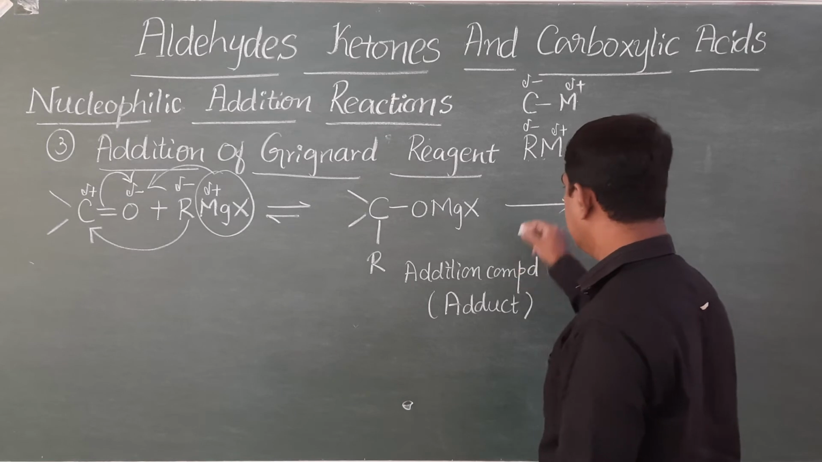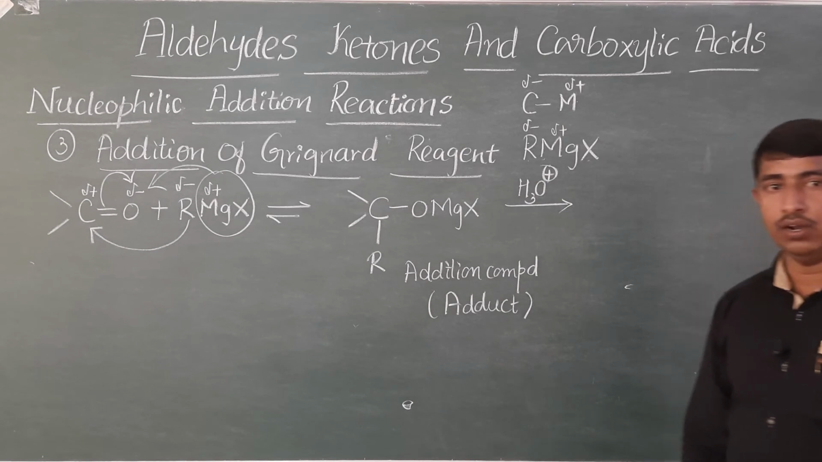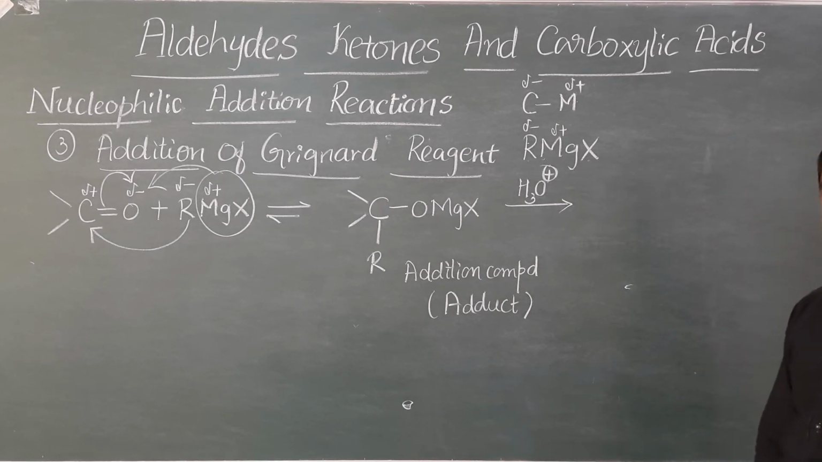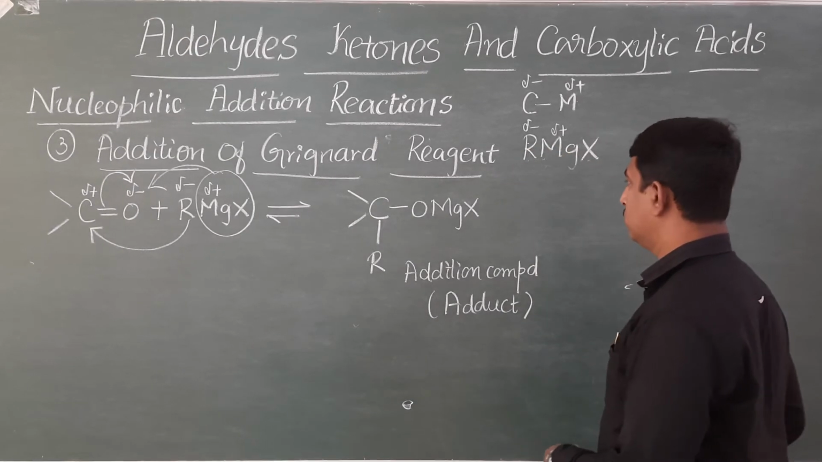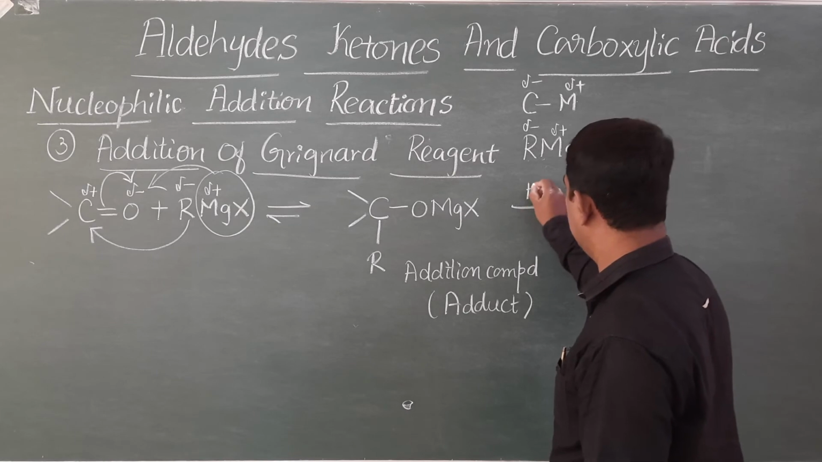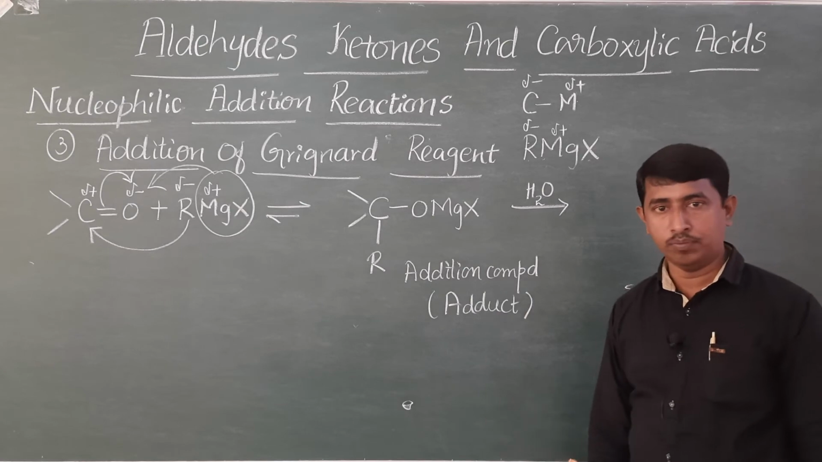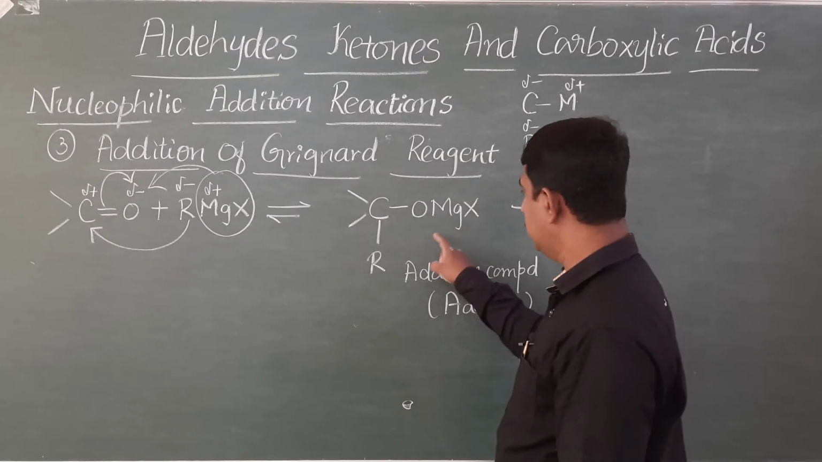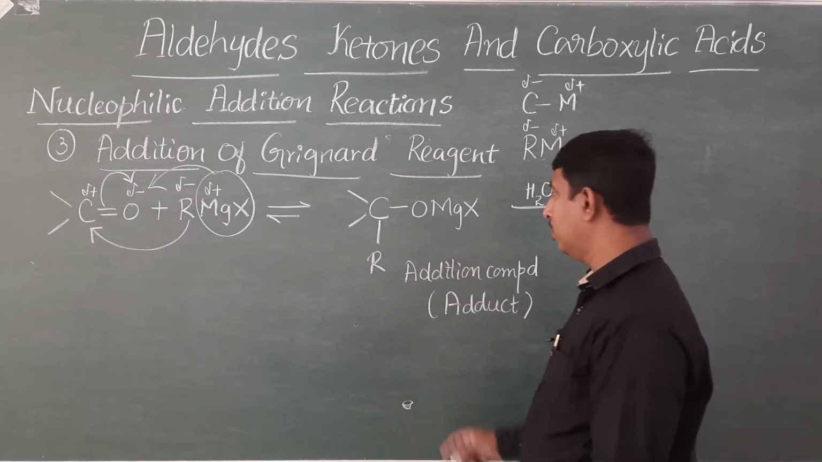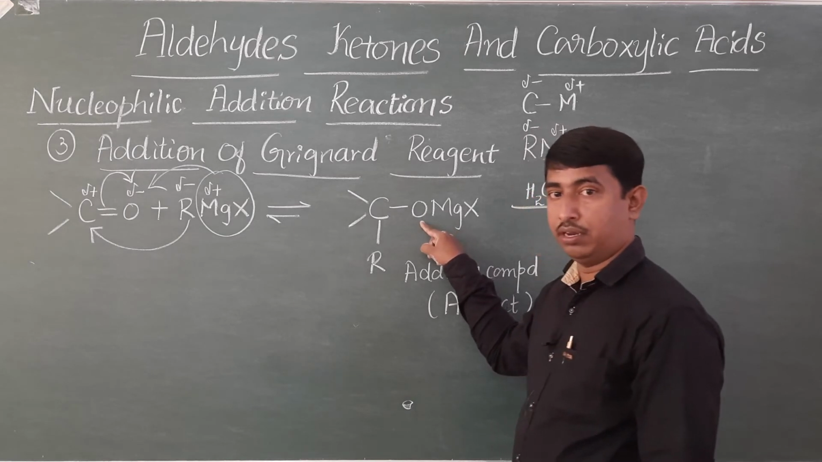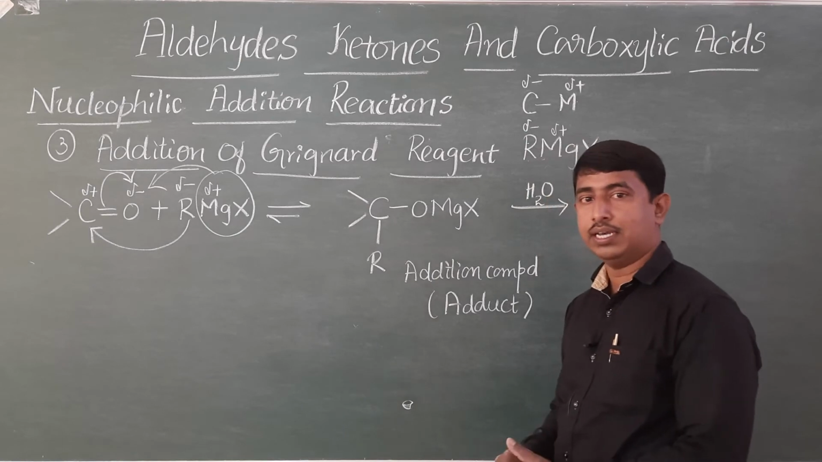Now this addition compound is subjected to acid hydrolysis, H3O plus, or simply you can write H2O, hydrolysis. So water from the dilute acid. Hydrolysis means decomposing the given compound by adding water. See, this addition compound contains a polar bond. Polar means polarity should be there between the two atoms. Here oxygen and magnesium, it is a polar bond.